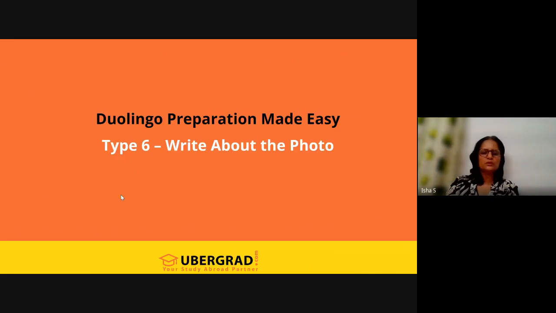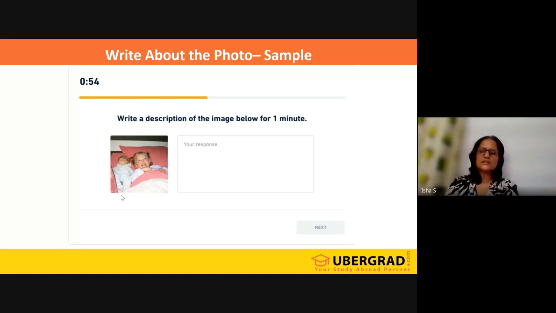Okay, so we'll move further now. Let's do the next type of question, which is write about a photo. How this test happens: the test duration is approximately 1 minute 54 seconds to 55 seconds. You will be given an image, and you have to describe that image within 1 minute. This will show your creativity. There are various ways to describe a particular image, so we are going to talk about it.